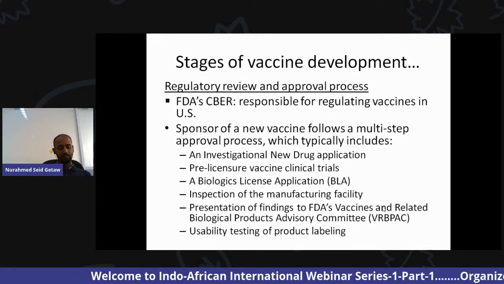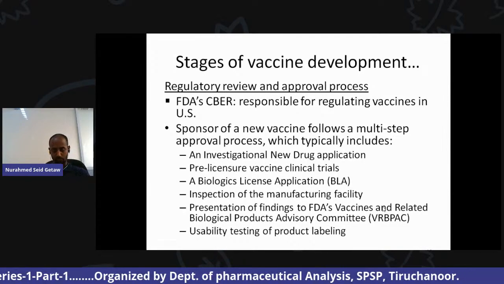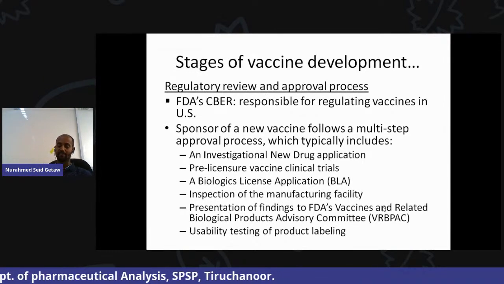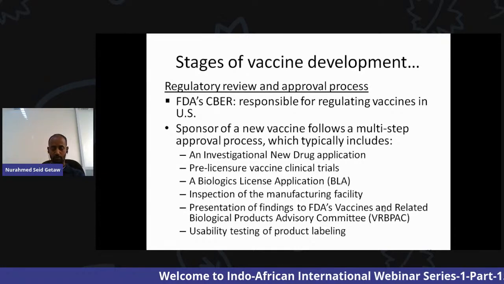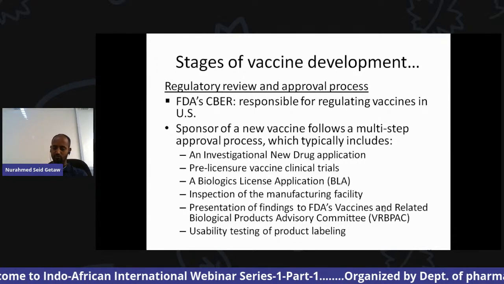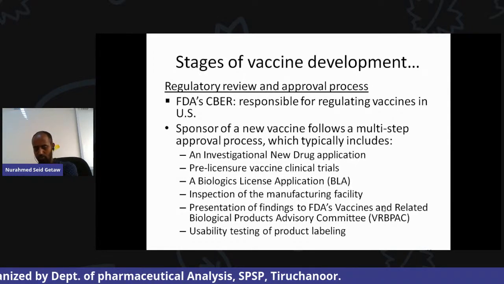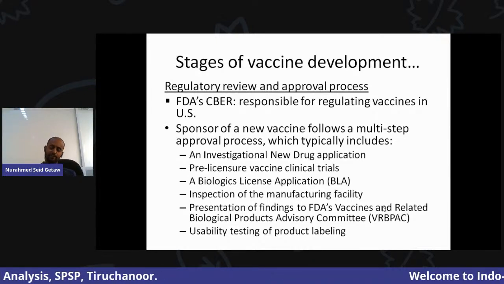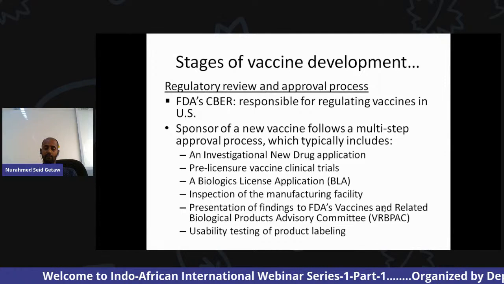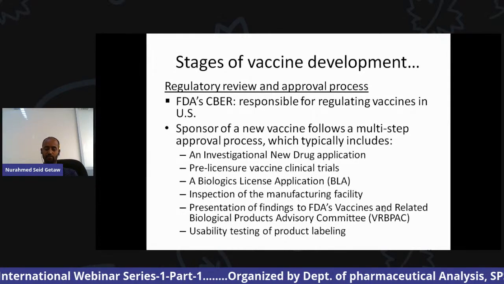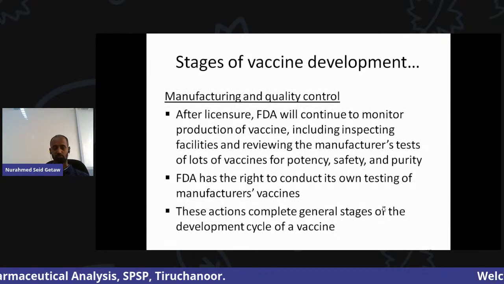An inspection of the manufacturing facilities, to check the manufacturer's facilities using its inspectors. The national regulatory authority will have to perform thorough checks on whether that facility is fit for producing something like vaccines. This will also have to be confirmed. Then, presentation of findings to the FDA's Vaccines and Related Biological Products Advisory Committee. So the results of these regulatory checks will have to be presented to this committee, and upon that receipt, they will base their decision. And usability testing of the product labeling, or the finished product, will also be checked.